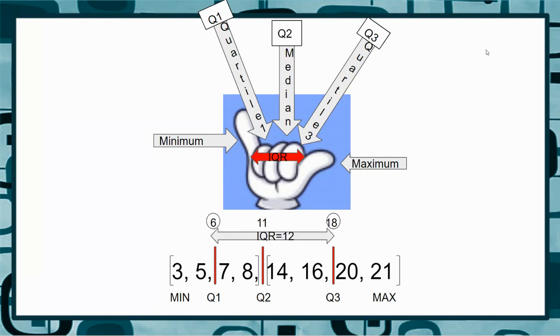The next thing we're going to look at is the IQR. Remember, the IQR measures the spread of the middle 50% of our data from Q1 to Q3. So how far away on a number line would 6 be from 18? Well, there would be a spread of 12, so the IQR is 12. Another way to find that is to use the formula Q3 minus Q1 equals the IQR. Q3 is 18, Q1 is 6, 18 minus 6 is 12, so our IQR is 12.